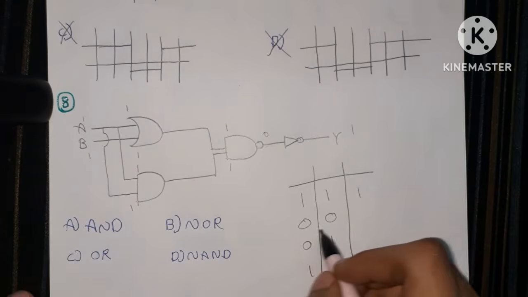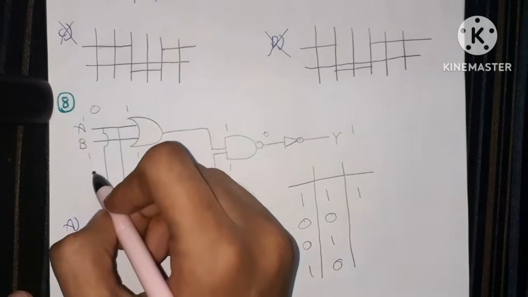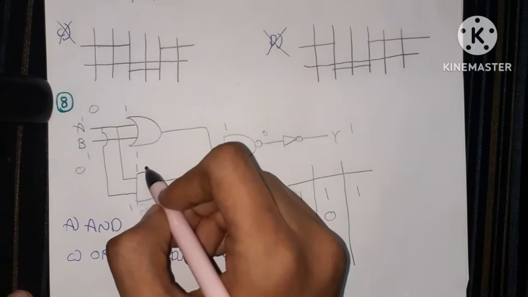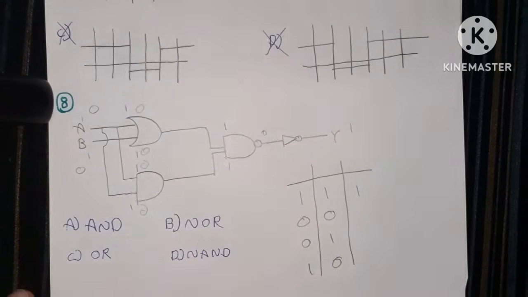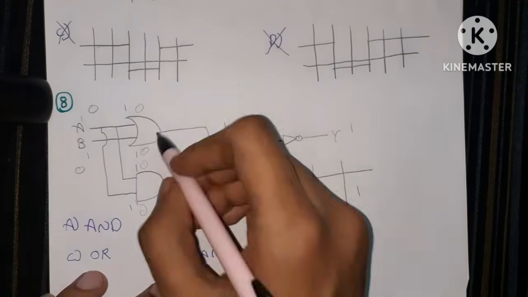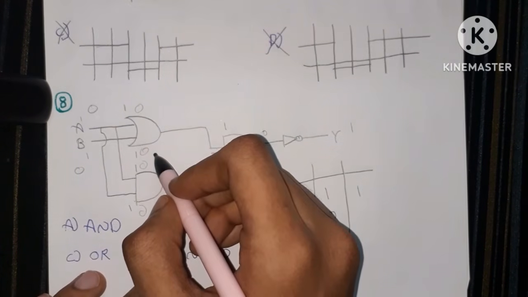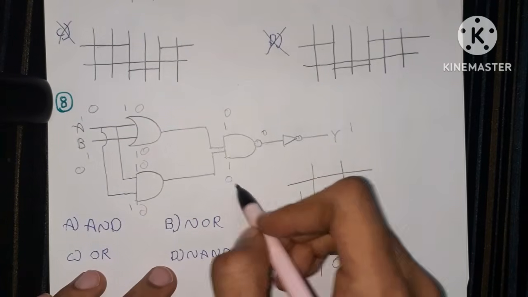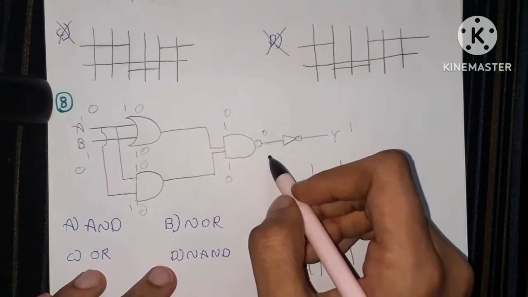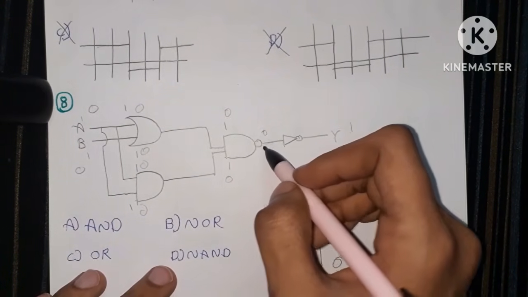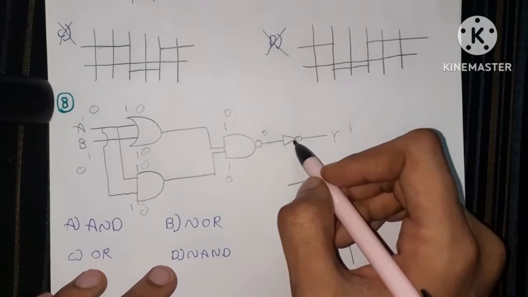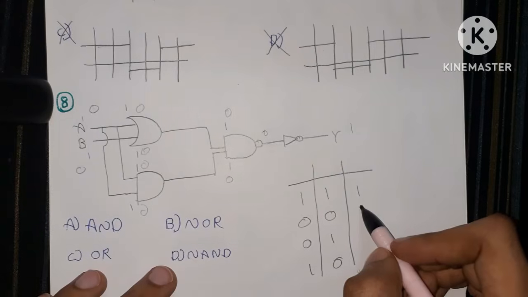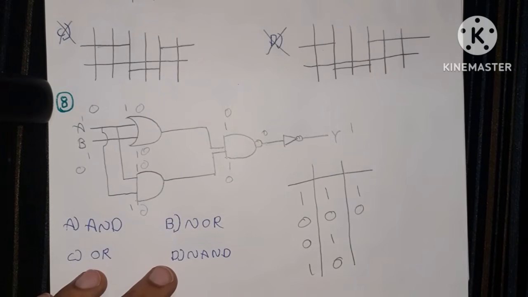Now we need to solve for 0 and 0. We can take directly 0 and 0. Okay, 0 and 0 is 0, definitely a 0, but the NOT gate will transform it into 1, and here another NOT gate will transform it into a 0 again. So 0 and 0 gives 0.